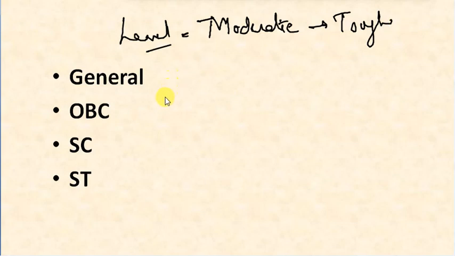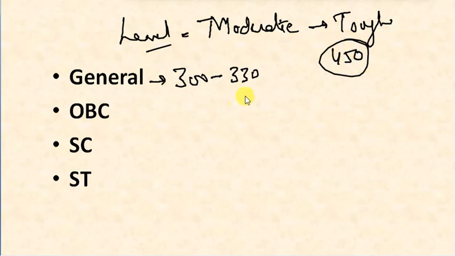For the cutoff, after analyzing the whole paper of both sections, I can say that the expected cutoff for the general category will lie between 300 and 330 marks. These marks are out of 450. You may think that since the paper is tough, the cutoff should not go too high, but the cutoff will definitely go high because the competition level is increasing day by day. As we move forward, the competition is getting harder and harder. That is why the cutoff will definitely go high.